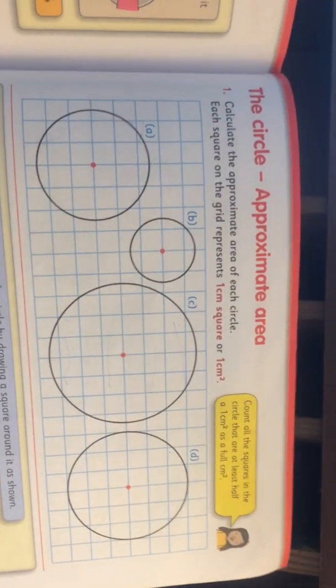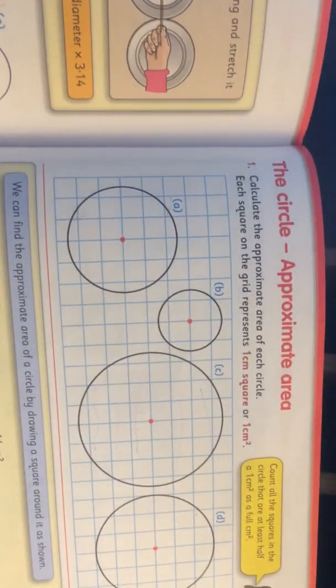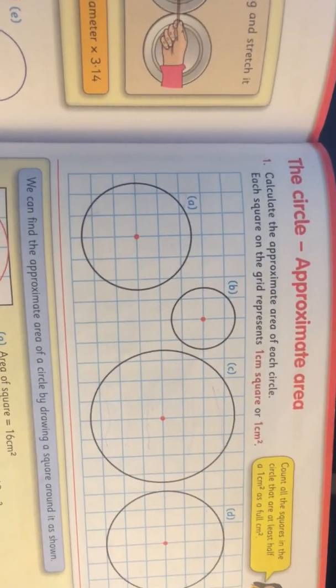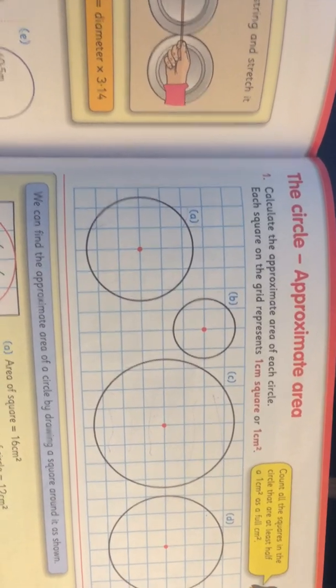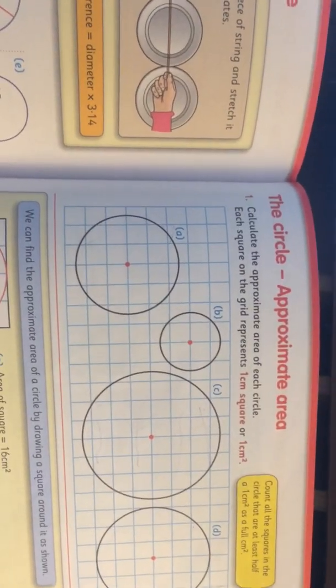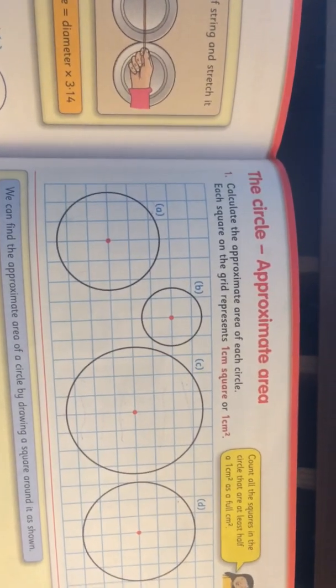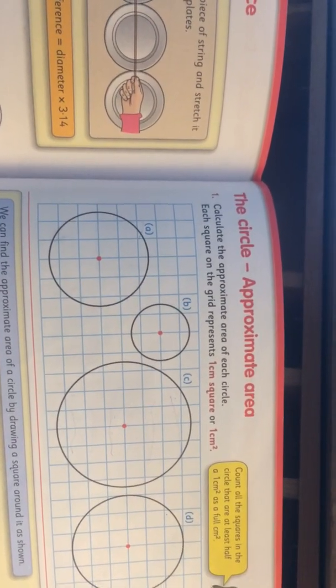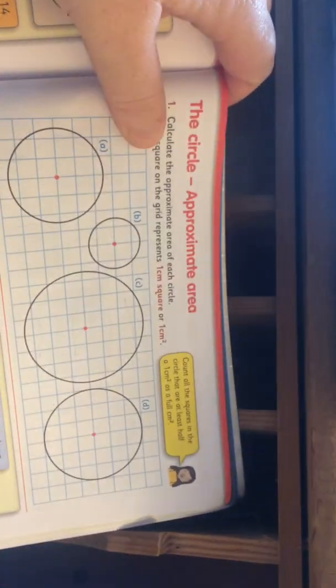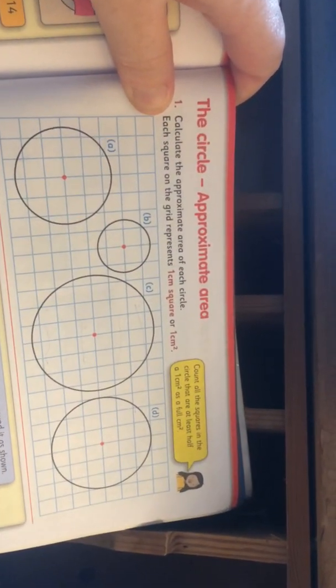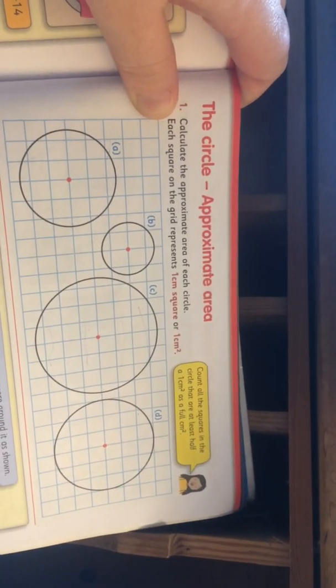Hi everyone, so we're on page 149 now and we are looking at approximate area of circles, okay? So here we have circles and they are actually drawn onto squared paper. We would do this in school, we'd have square paper. Just for the sake of argument, we're going to say your maths copies are squared paper, okay? So we're going to calculate the approximate area of each circle. Each square on the grid represents 1 centimetre squared, okay?